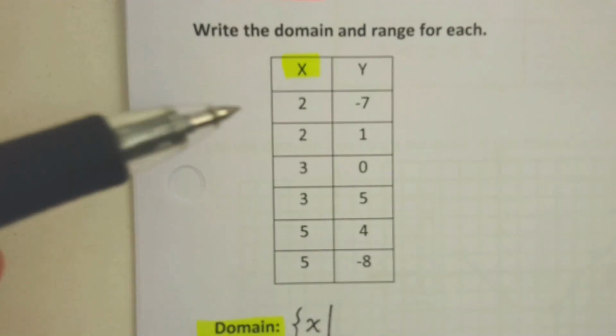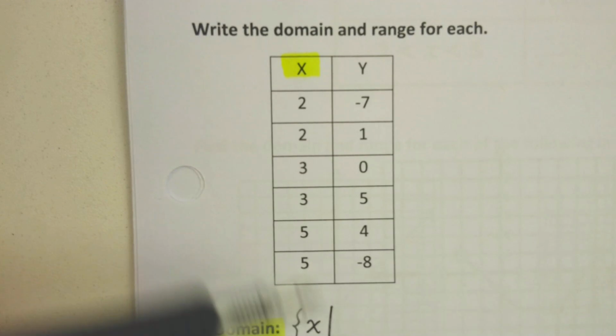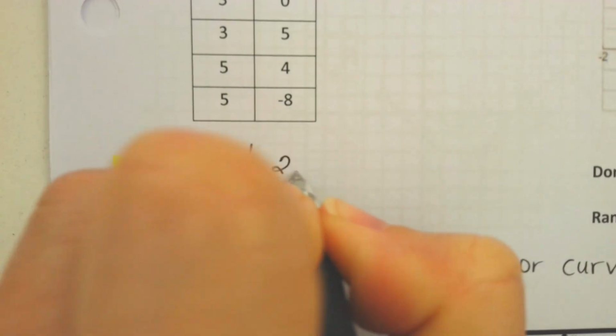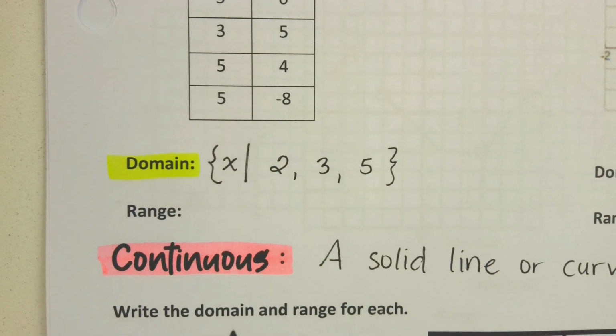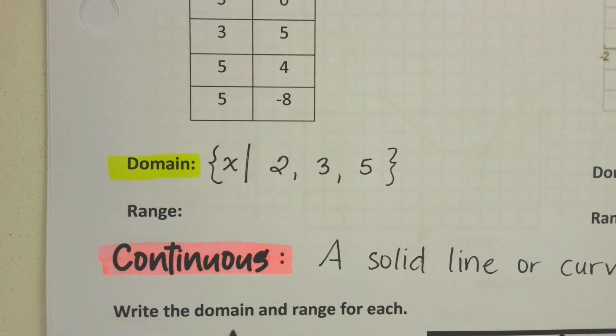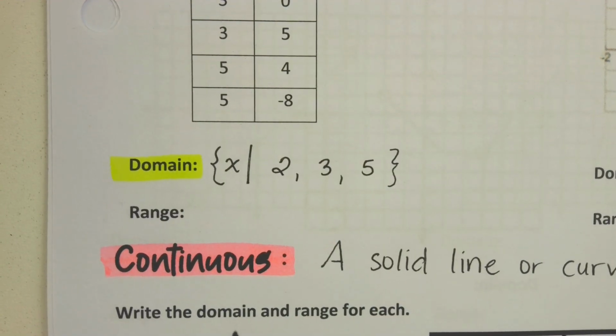We also write them in numerical order, meaning lowest to highest. So we just have the numbers 2, comma, we also have a 3, comma, and we have a 5. That is our official set builder notation. All x's such that I've got a 2, a 3, and a 5. Again, don't have to write repeats.